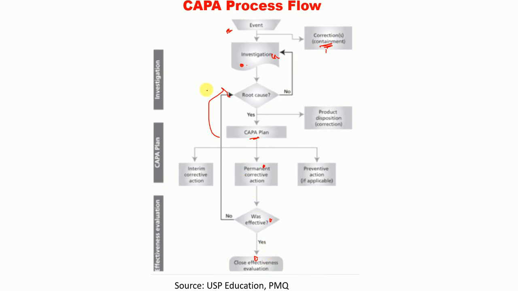So basically the CAPA process flow has three parts. One is the investigation part, another is the CAPA plan part, and the other is the effectiveness evaluation part. So we investigate and we plan. This is interim, permanent, and preventive action, and we check the effectiveness. Okay, was that effective? If we find that it is effective, then we close the effectiveness evaluation. So this is the CAPA process flow.